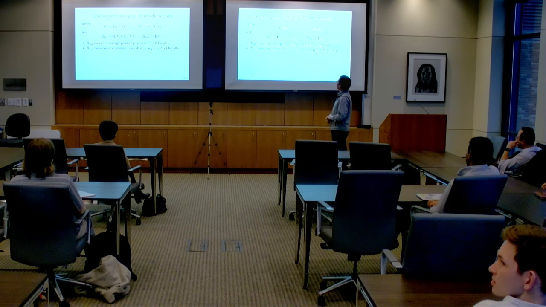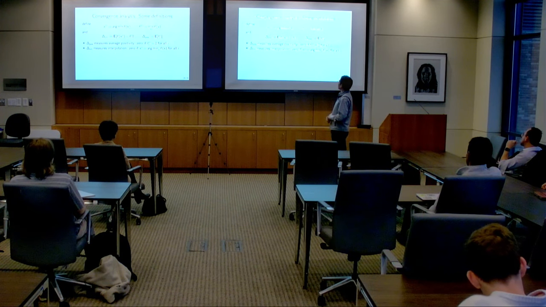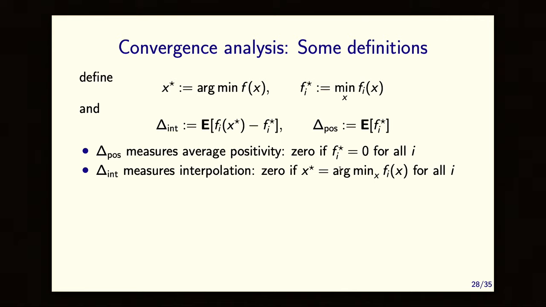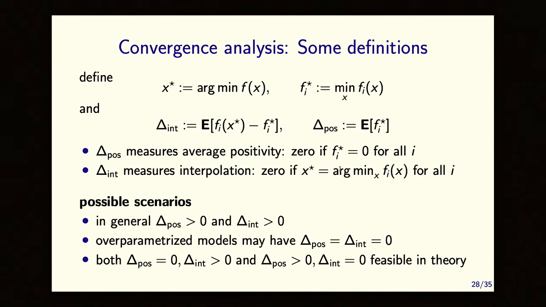For each, the optimal values, basically the expected value of the optimality gap. And then you have this average positivity. If it's zero, if every one is zero, and of course interpolation is if x star is minimized for all of them, then you get zero on the first part. So these are basically the two definitions. The possible scenarios, of course, both of them are larger than zero. For an over-parameterized model, both of them can be zero. But all the other cases could be possible in theory and in practice.